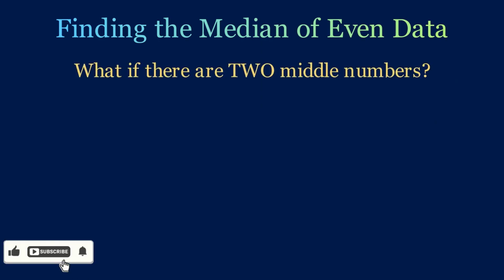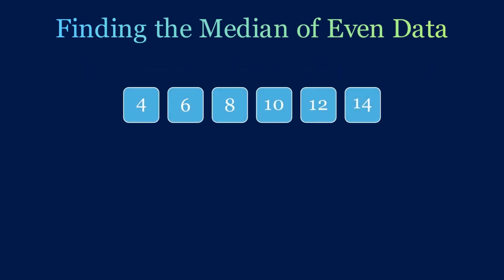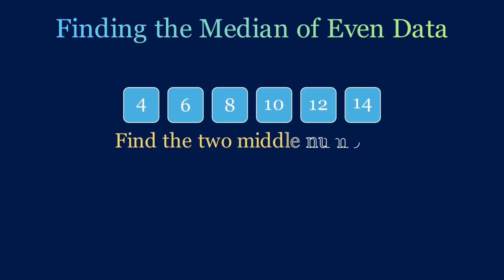So far, we have found the median when there is one middle number. But what happens when there are 2 middle numbers? Let's find out. Look at this set of numbers. 4, 6, 8, 10, 12, and 14. Notice that there are 6 numbers altogether. Since 6 is an even number, there is no single middle number. Instead, there are 2 middle numbers. The 2 middle numbers are 8 and 10.